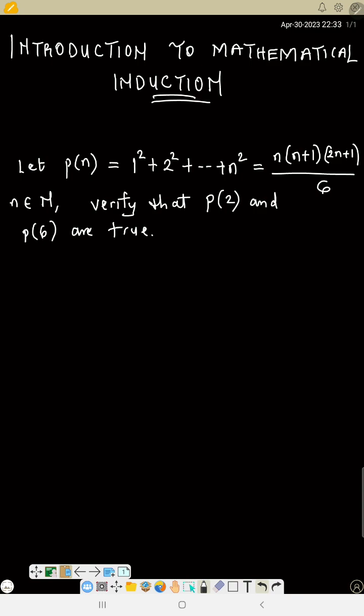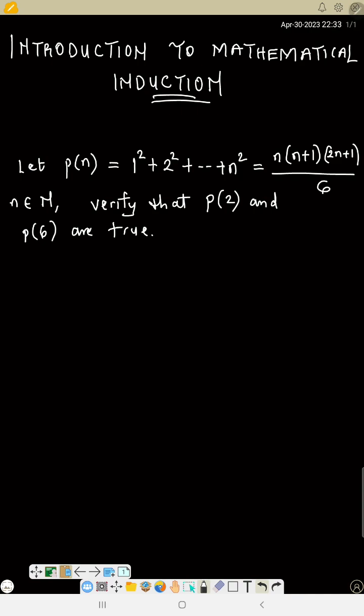So now let Pn be 1 square plus 2 square plus up to n square equals n times (n plus 1) times (2n plus 1) divided by 6, where n is a member of the natural numbers. So we want to verify if P2 and P6 are true.